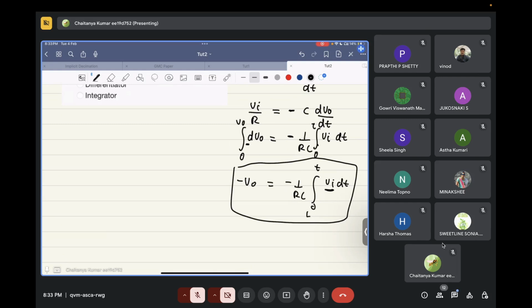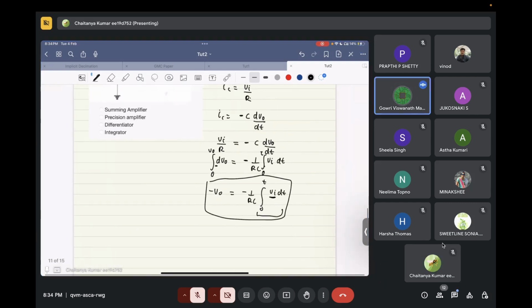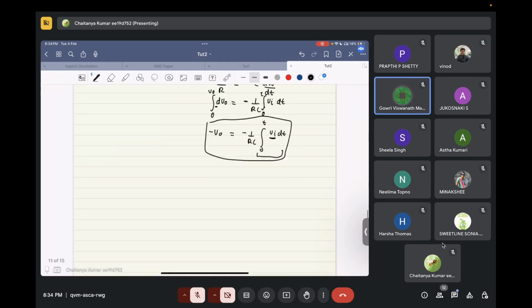And this integration is basically 1 by s. If you do the Laplace transform, integration in time domain means 1 by s in frequency domain. So from there you get 1 by SCR. So that is a Laplace domain concept. In signals and systems, you might have studied this. Is this clear? Yes, sir. Okay.